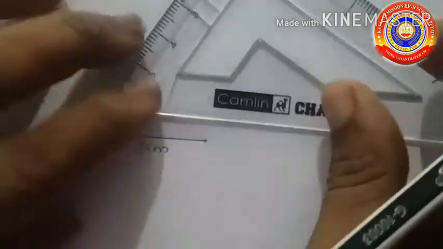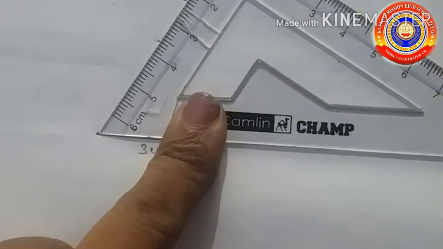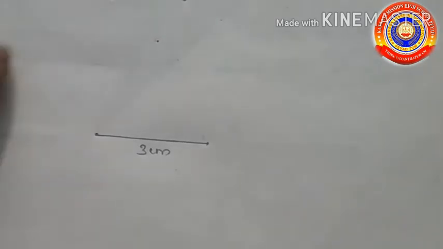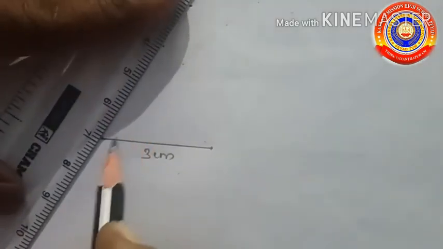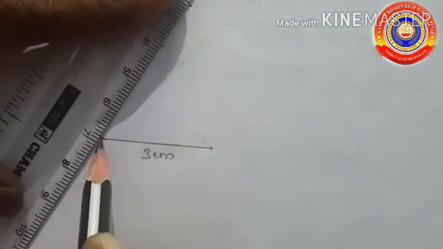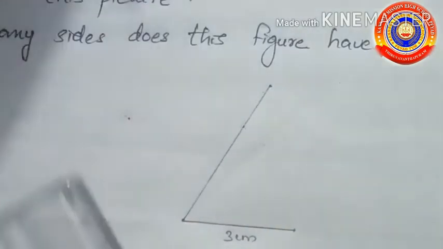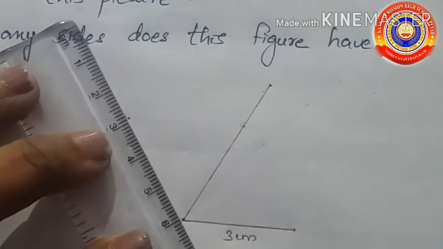Then place the set square over the line such that the slanting corner meets the left end point of the line we have drawn. Then mark a point. Then join the points using a ruler. Then take the set square, place it over the line we have drawn now. Then mark a point. Draw lines using the ruler joining these points.